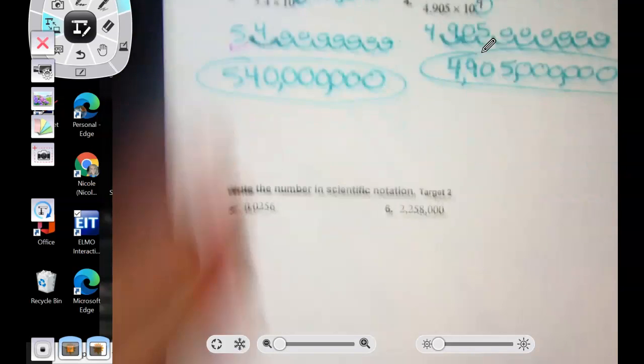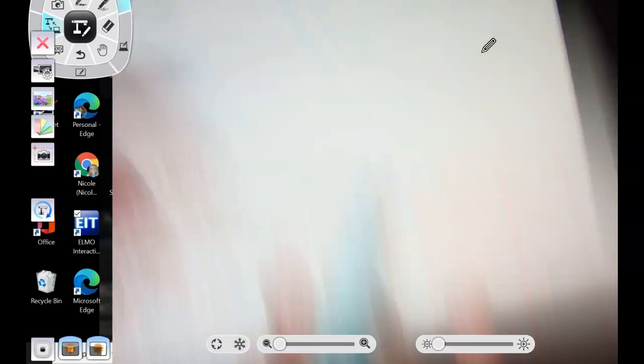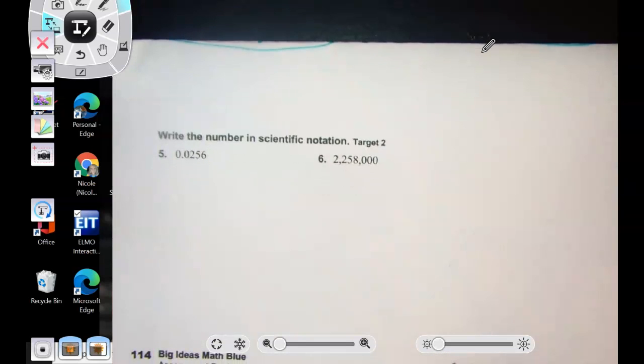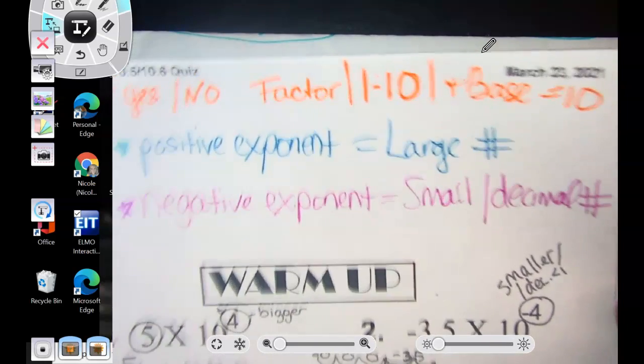Okay, now we are on our last part. So for our last part, I am going to just make myself some more room. This is our last 4 questions on our quiz. So again, looking at our note sheet, this is just the one that we did as a warm-up today. You could look at your other one.